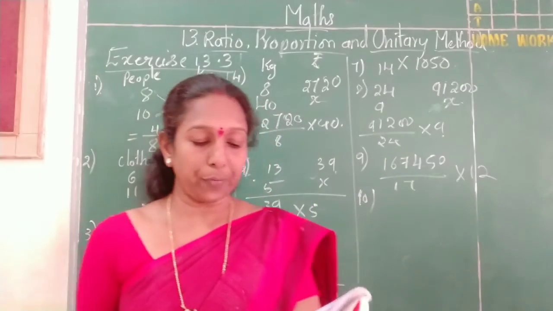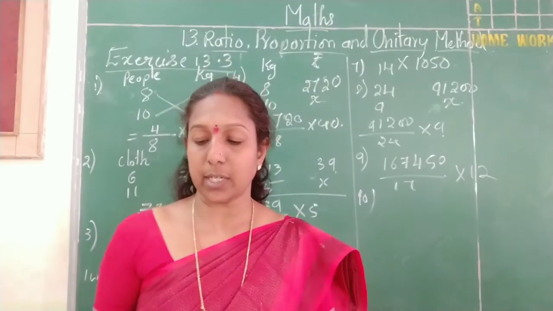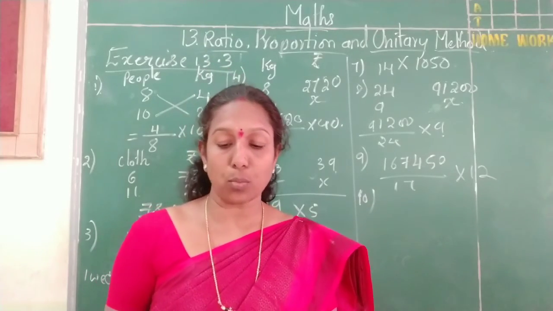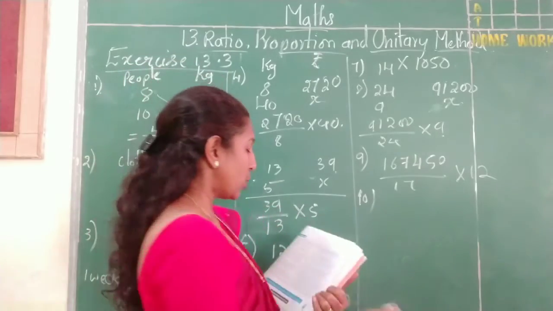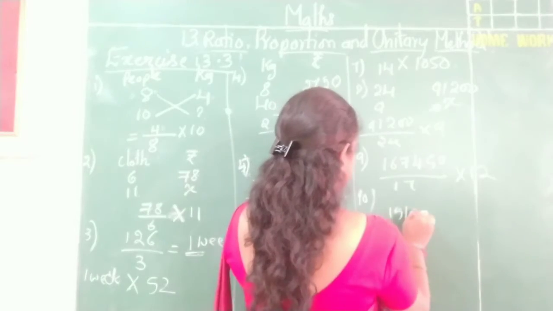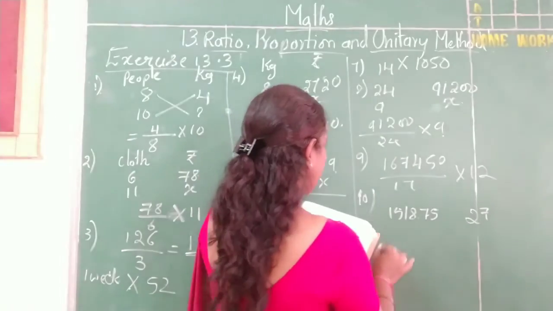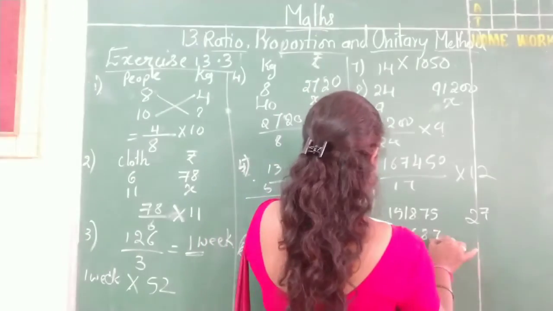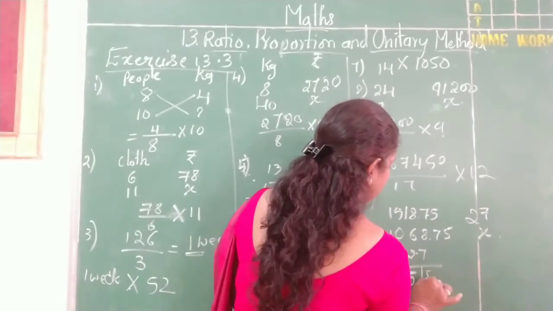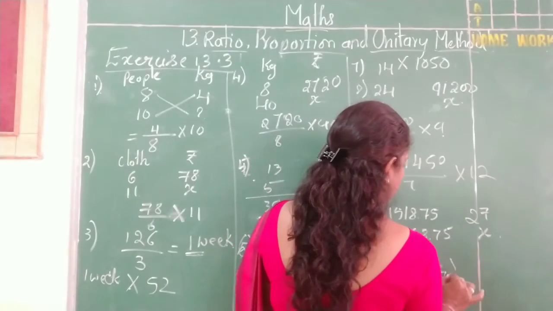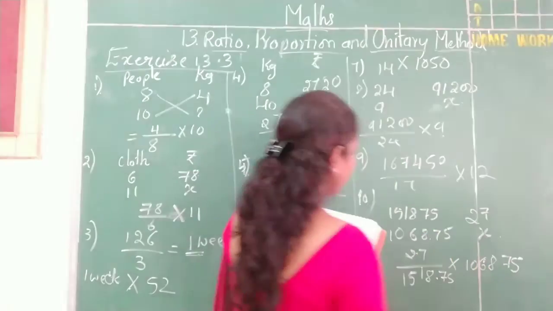Next, a length of 27 meters of cloth costs rupees 1,518 rupees 75 paisa. Calculate how much cloth can be bought for rupees 1,068.75. So here they have given the rupees. First I will write the rupees. For 1,518 rupees 75 paisa, they can buy 27 meters. Then for 1,068 rupees 75 paisa, how much cloth? So 27 divided by 1,518.75 into 1,068.75. If you do, you will get the answer.